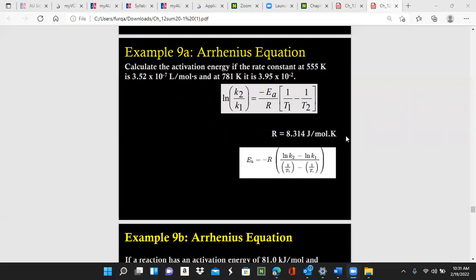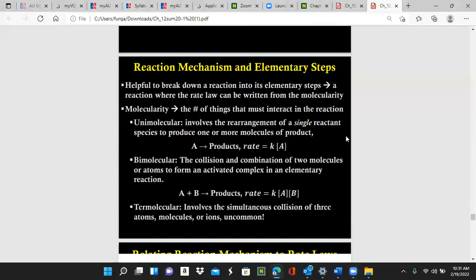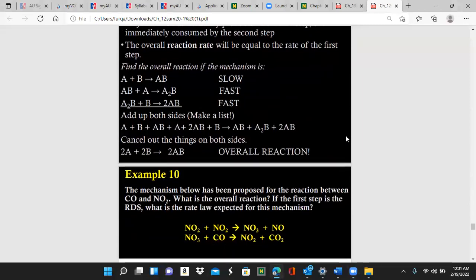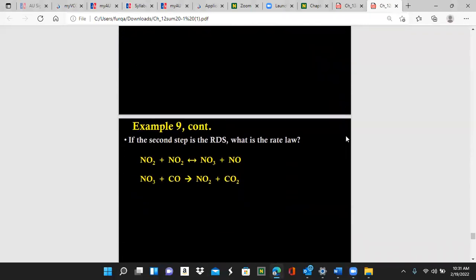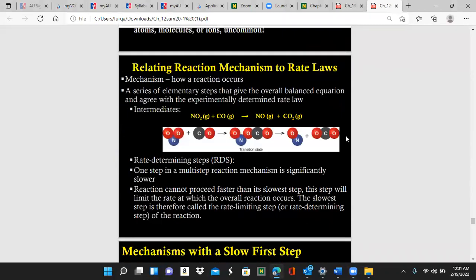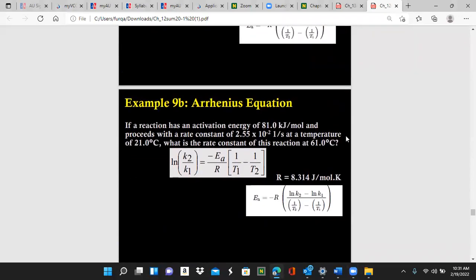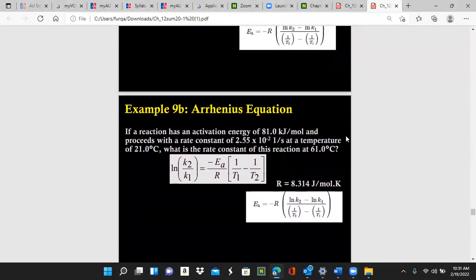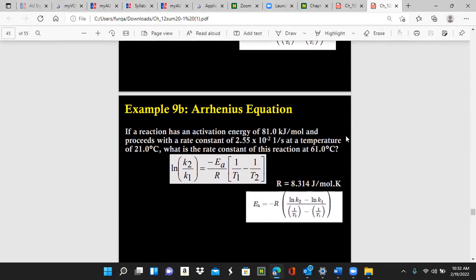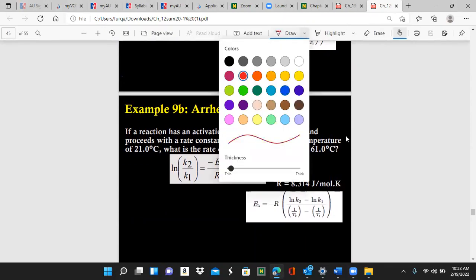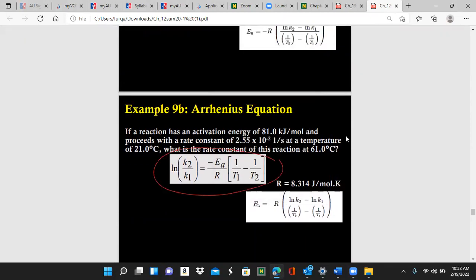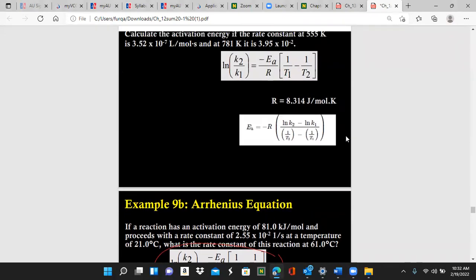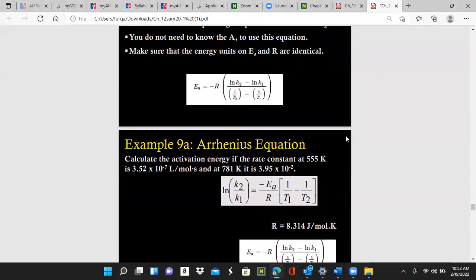Okay. Do you have any questions from this remaining portion, or are you good? Did you solve this? This is called the two-point Arrhenius equation. All you need to do is set up the values.